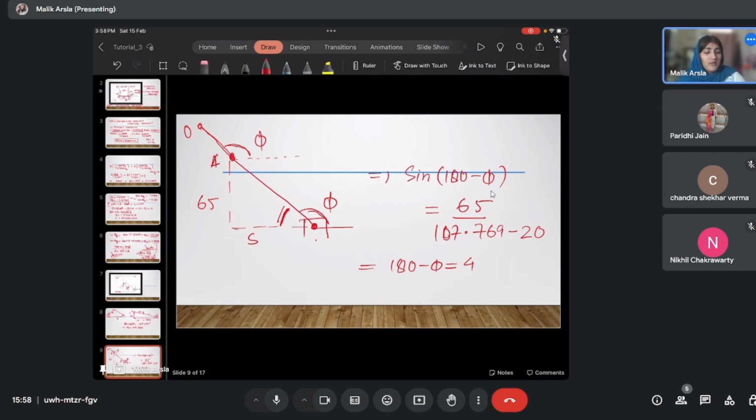I think you are making some mistake. It is coming out to be 47 degree here. You have to take the inverse sine on both sides, right? Inverse of this is coming out to be 47. So 180 minus phi is 47, so phi will come out to be 133 degree. You can cross check it once. Are others getting this answer?